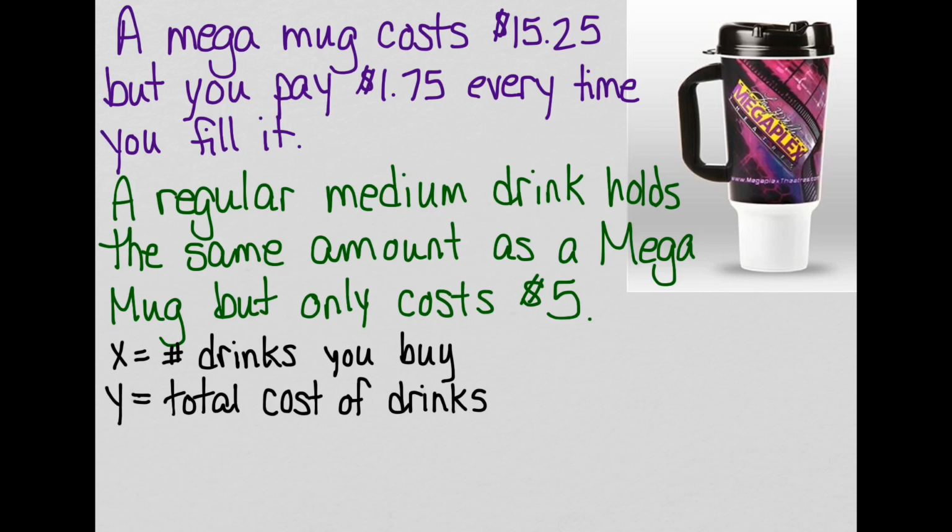Okay, so a mega mug. We already did the popcorn bucket. Now this is the same idea, but we're talking about a mega mug. When you go to this particular movie theater, you can buy this plastic cup for $15.25, and then every time you fill it up, it's $1.75, and yeah, it's empty when you buy it. But if you just bought a regular medium drink, like in a cardboard cup, it would hold the same amount as a mega mug, and it only costs $5.